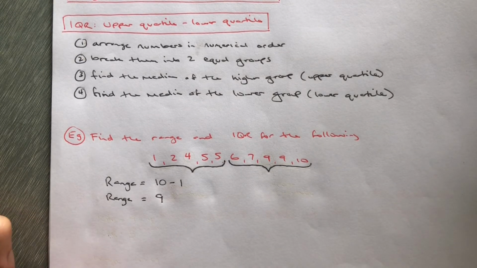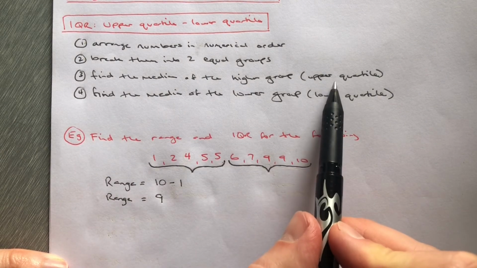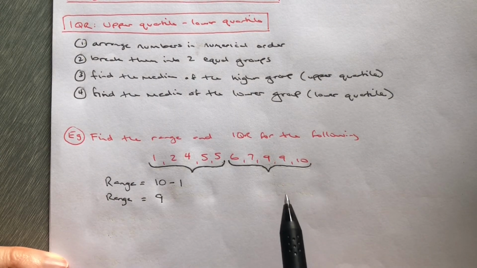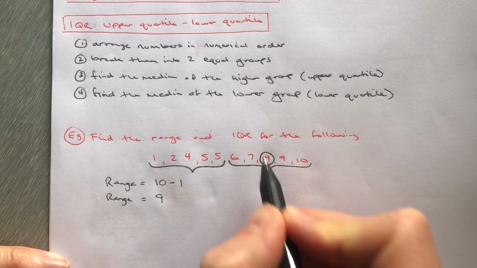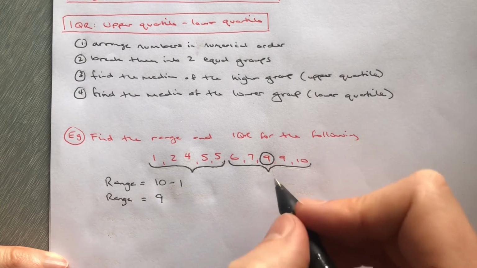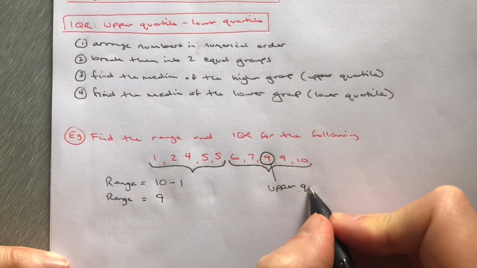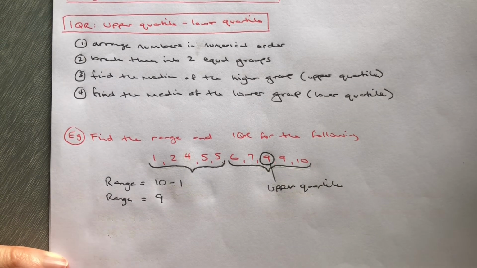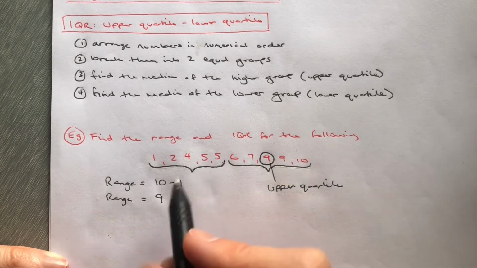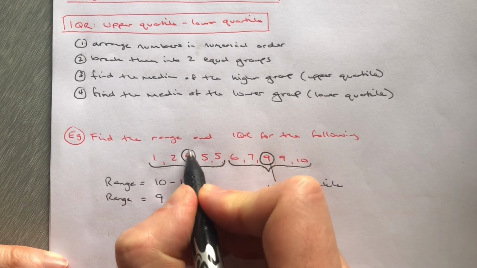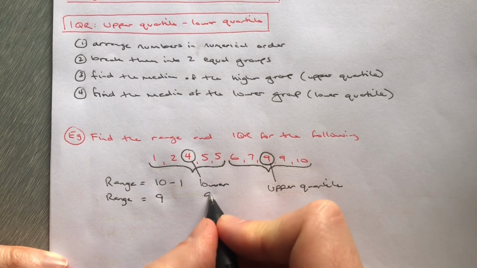Okay, I've done step 2. Now it's asking to find the median of the higher group. This is the higher group. We want to find the middle number. That would be this one here. We've just found the upper quartile. So that number there is our upper quartile. And now we need to find the median of the lower group. This is our lower group and the median is the middle number, which is here. So that number there is our lower quartile.